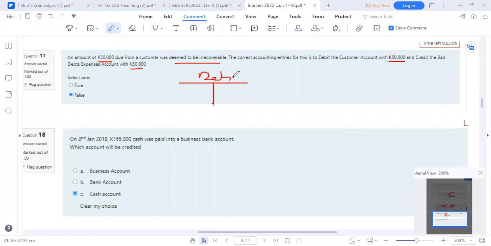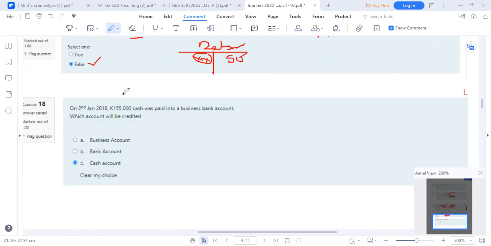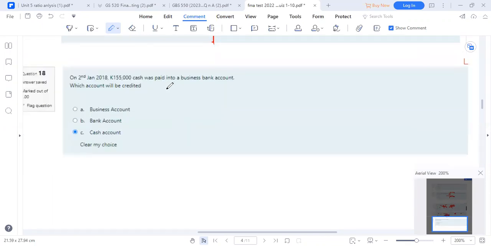All debtors have the what? A debit balance. So to increase debtors, we add. To reduce them, we subtract by putting them on the credit side. So this amount which we wrote off, we're supposed to do what? To credit it. That's how we reduce in accounting. So here, by virtue of us debiting here, it was wrong. So it is false.